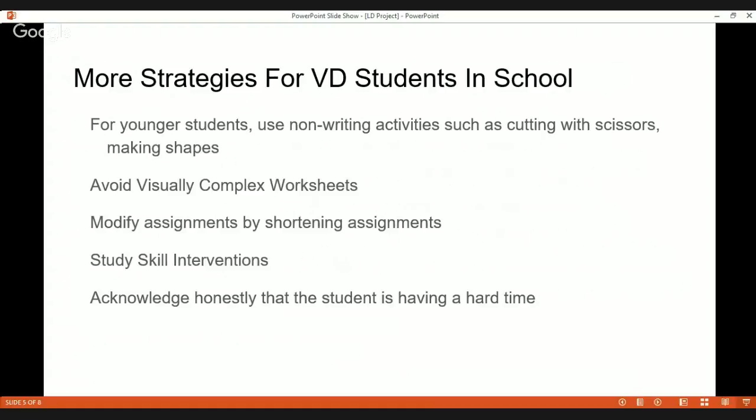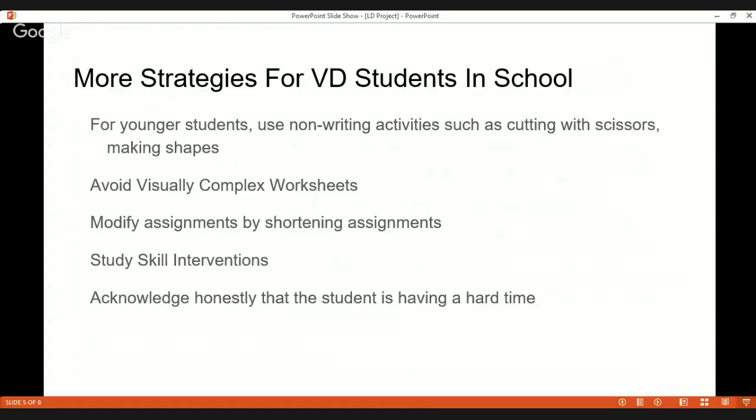Modifying assignments by shortening them. If you put notes on the board and students take notes, instead of having this one kid copy down an entire page of notes, maybe have them copy down the important bullet points that they should know.